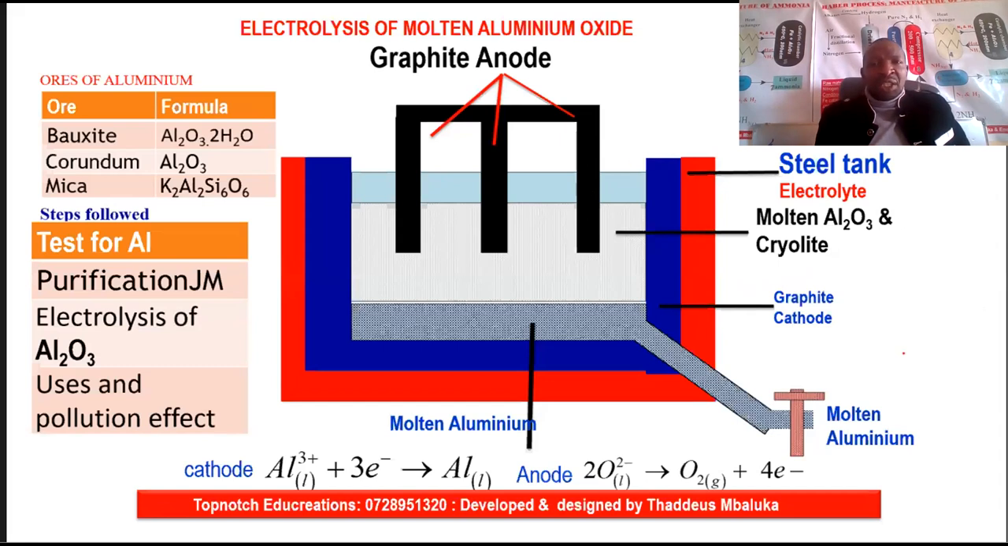The steel tank is to withstand the high temperatures, because the temperature is very high. It maintains the electrolyte at that high temperature so that it doesn't crystallize. It is simply like a shield to withstand the high temperature of the electrode. We are operating at a temperature of 800 degrees Celsius. So that's simply the role of the tank, because its melting point is above that of the electrolyte.